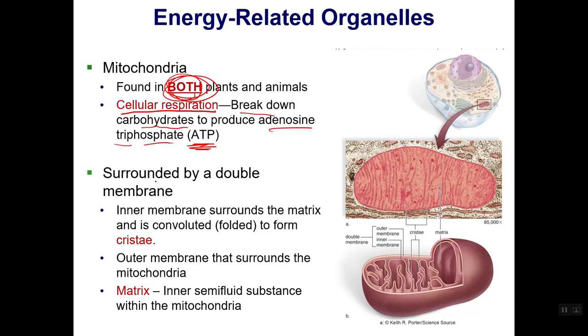Now, mitochondria are also surrounded by a double membrane. You can see we have one on the outside that surrounds the whole thing, and the inside that's very convoluted. It doesn't form stacks of thylakoids like it did in plants, but it is still pretty convoluted. These intermembrane folds are called cristae. You need to know that. And then the fluid in the mitochondria is called the matrix. Just like the cytoplasm in the cell, the matrix is the fluid in the mitochondria.